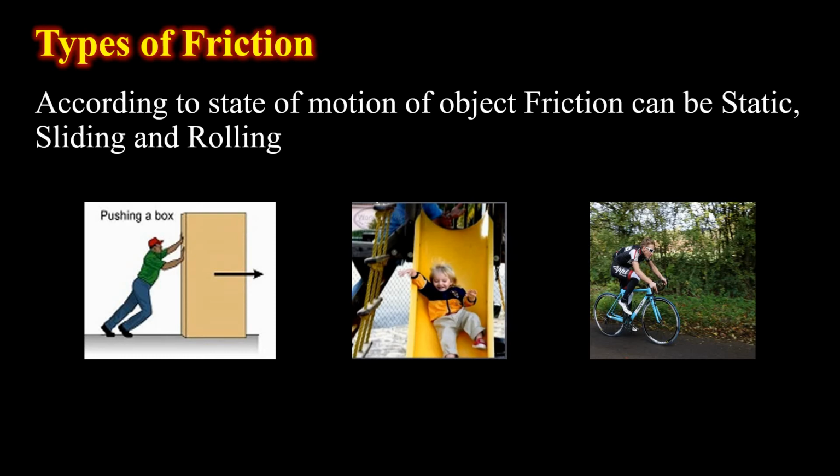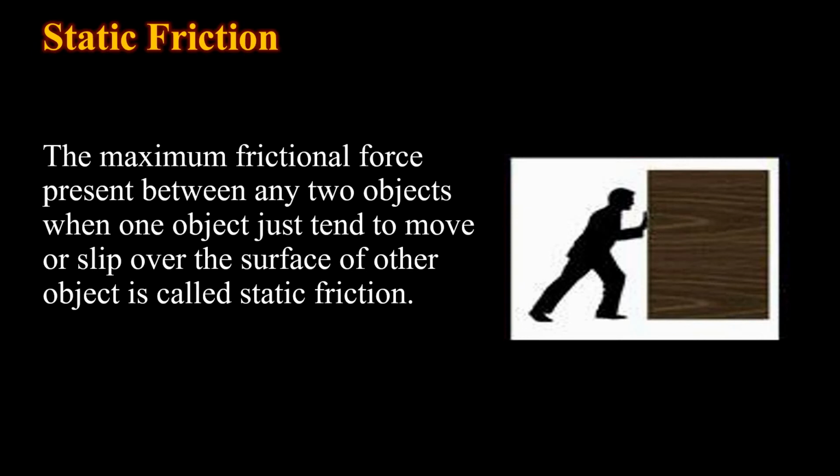According to the state of motion of an object, friction can be static, sliding and rolling. So first is static friction. The maximum frictional force present between any two objects when one object just tends to move or slip over the surface of the other object is called static friction. For example, the friction caused by a stationary heavy box is the measure of static friction. In fact, static friction comes into play when a stationary object is moved.